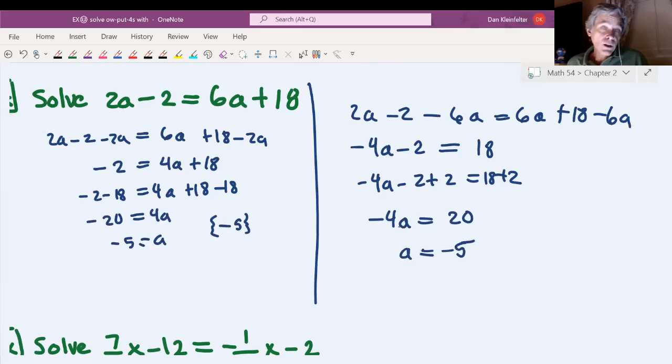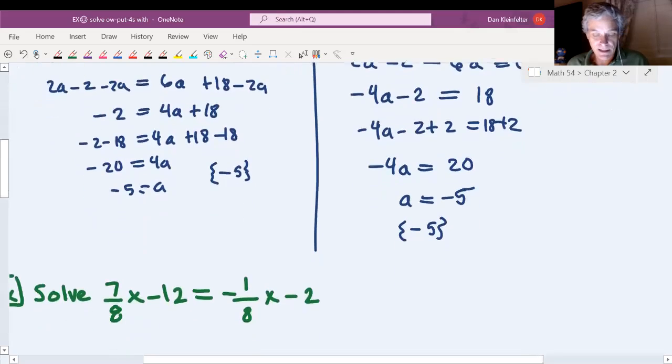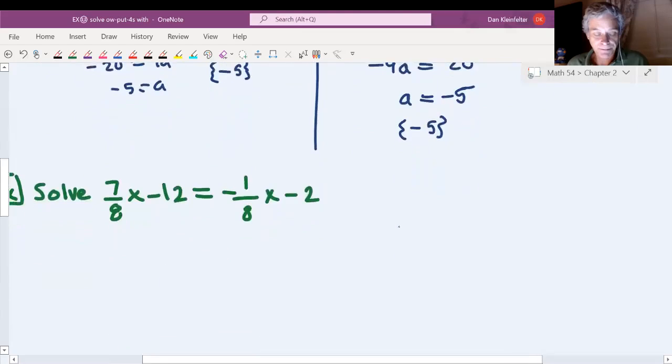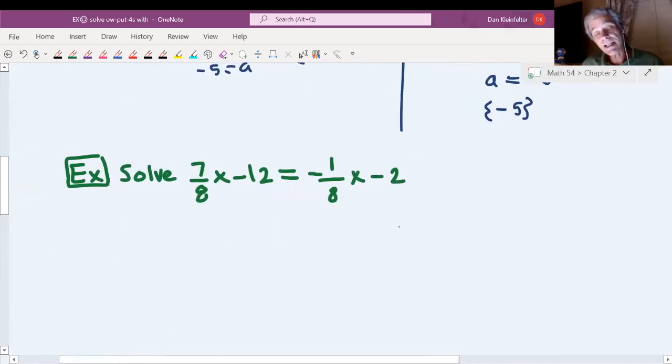Okay, totally up to you which way you want to do it. Okay, get the same answer. Some ways look like they're a little easier than others. Totally up to you. Okay, next one has got some fractions in it, but we're going to work on it in the exact same way as we did before.